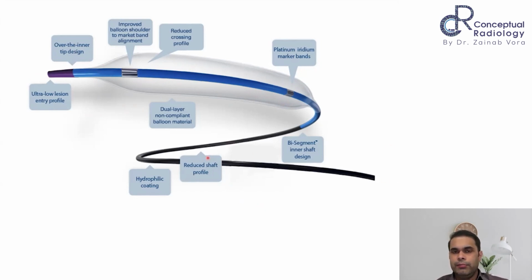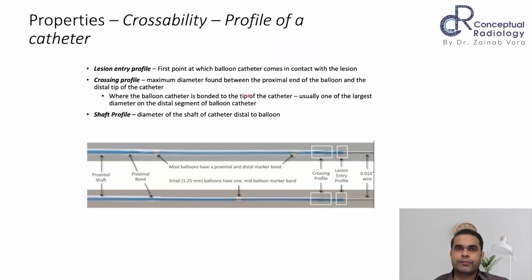The better the balloon, it will have a reduced shaft profile. Hydrophilic coating will allow it to be smooth and go through well, good platinum iridium marker bands, reduced crossing profile, improved shoulder, as I told you, and all these things are in the making of a good or an ideal balloon. So these are the newer developments that led to the kind of balloons that we see today.